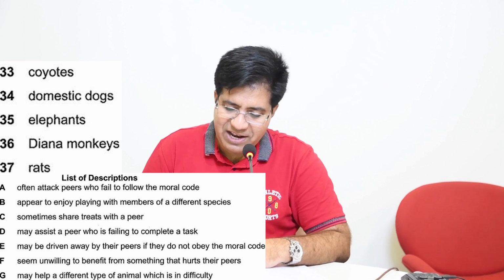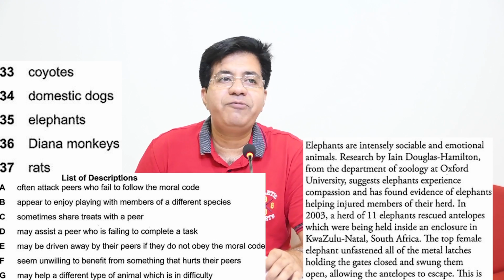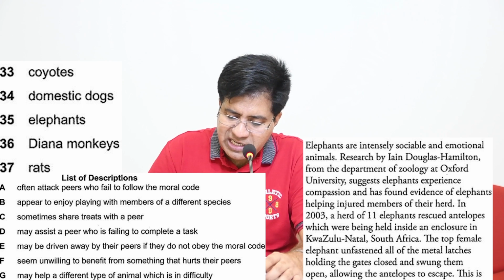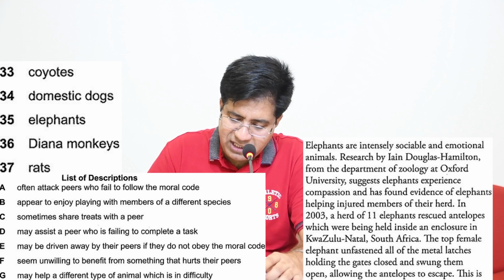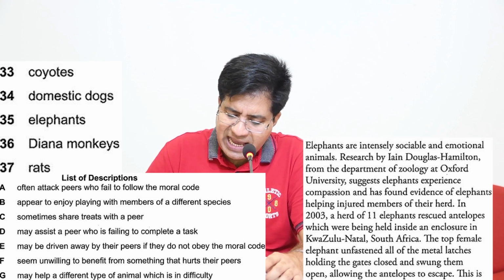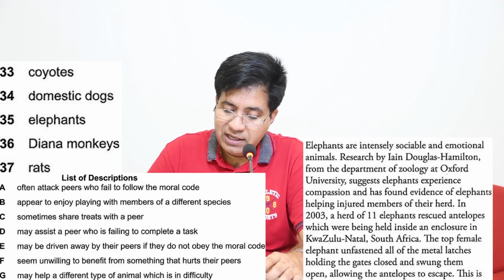Elephants. Where are elephants? Okay, last paragraph on title page. Now please follow me there. Elephants are intensely sociable and emotional animals. Research by Ian Douglas Hamilton from the Department of Zoology, Oxford University suggests elephants experience compassion and has found evidence of elephants helping injured members of their herd.